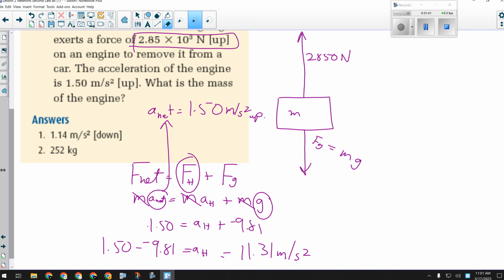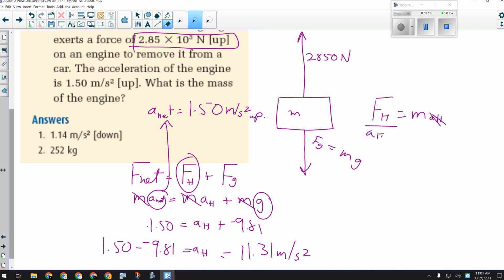Again, this is not something I would ever ask you on a test, but it's important to recognize that the relationship between the vector sum of all forces is also true for the vector sum of all accelerations. Sometimes it comes up and it can be important to know. So I'm going to take force of the hoist equals mass times acceleration of the hoist. Now I know that number. So now I can calculate the mass.